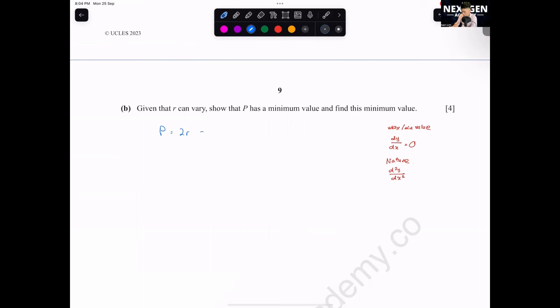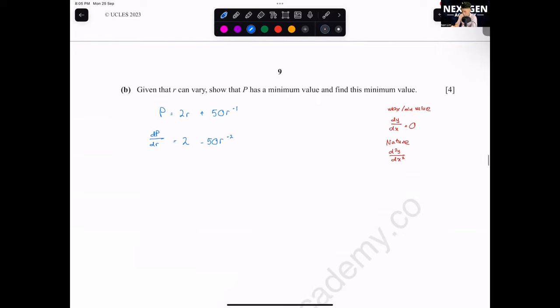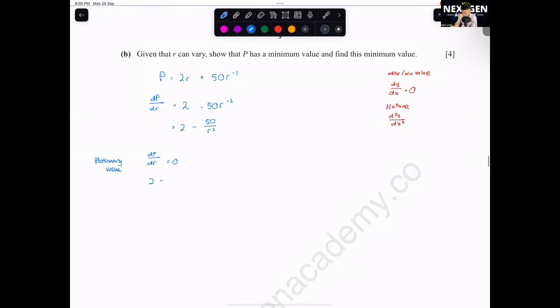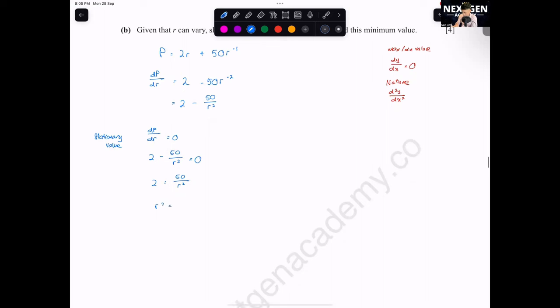P is 2r plus, I'll write it in terms of power, 50r to the power of negative 1. Let's find dP over dr: it is 2 minus 50r to the power of negative 2. You can also write it as 2 minus 50 over r squared. I want to find my stationary value first, which is dP over dr equals 0. 2 minus 50 over r squared equals 0. 2 equals 50 over r squared. r squared equals 25. r is plus or minus 5. How do I know which one?